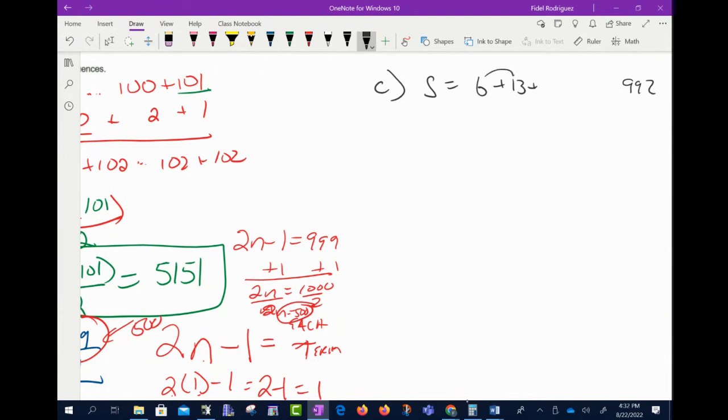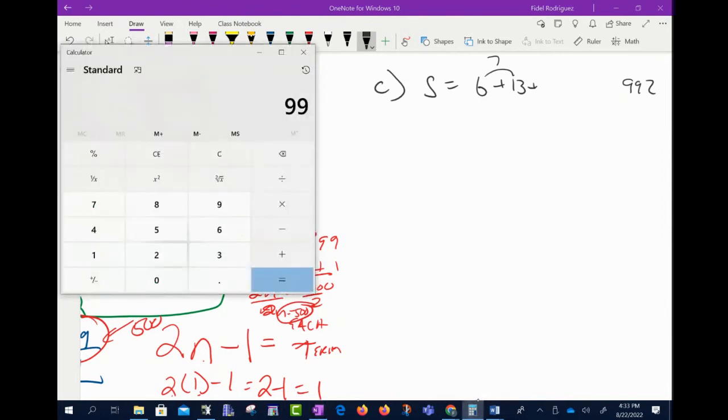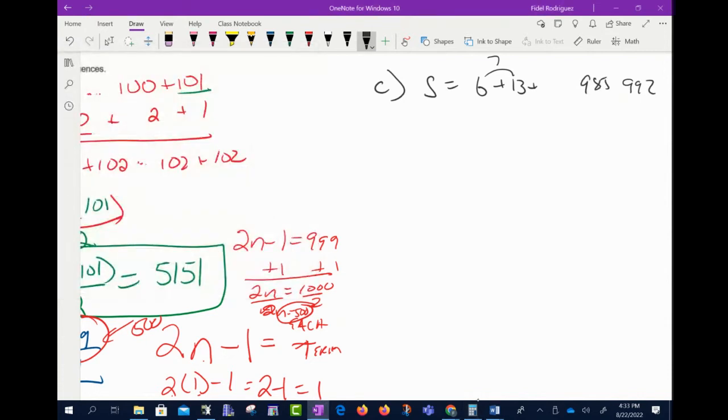Okay, so I know the difference between those numbers is 7. So if I'm going to take my calculator, what's 692 minus 7? So I know what the term right before it is, 685. Now remember, I'm going to write this sequence again, but in the reverse order. 692, 685, all the way down to 13 and 6.